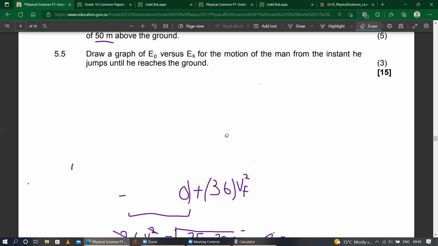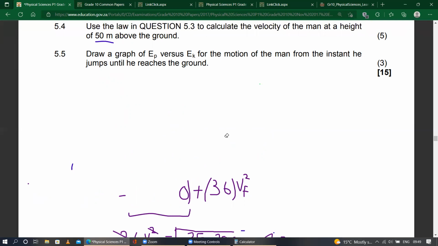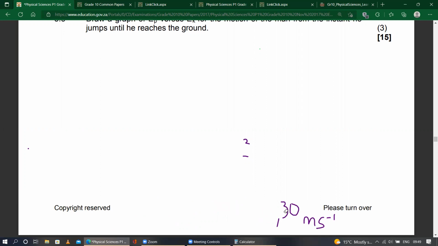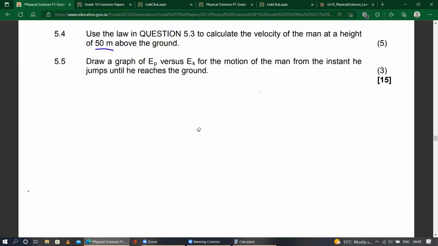So they say draw a graph for the potential energy versus kinetic energy of motion from the instant that the man jumps until he reaches the ground. Are you familiar with that graph? The motion graph, the potential energy and kinetic energy graph. No, can you please show me? I'm not very familiar with it. Let me see.